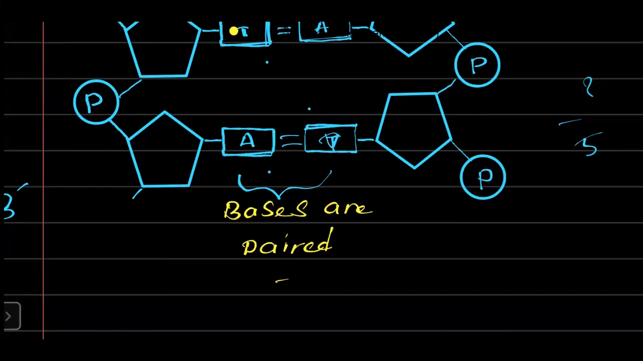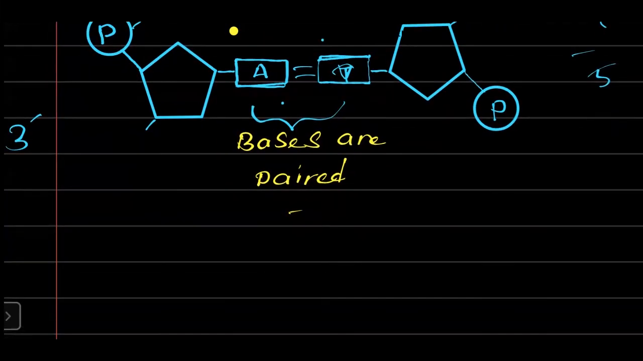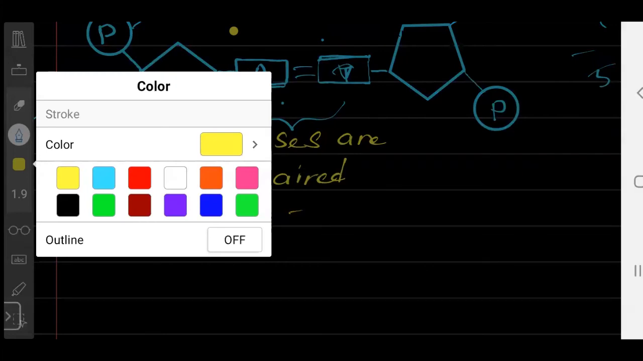So what is the term given to this base pairing process? Any volunteer? The base pairing process, what is the name given to it? Polynucleotide chain. Yes, the result is a polynucleotide chain, but here a pair of polynucleotide chains. Again, a double polynucleotide chain. Base pair. Complementary. Very good. We call that what? Complementary. Double helical model. Yes, double helix.